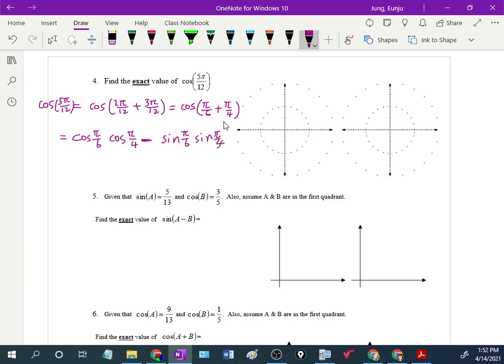π/6 is 30 degrees. So cosine 30 degrees is root 3 over 2. Cosine π/4 is cosine 45 degrees, root 2 over 2. Minus 1/2 times root 2 over 2. So the answer will be root 6 minus root 2 all over 4. Okay. Next question, number 5.